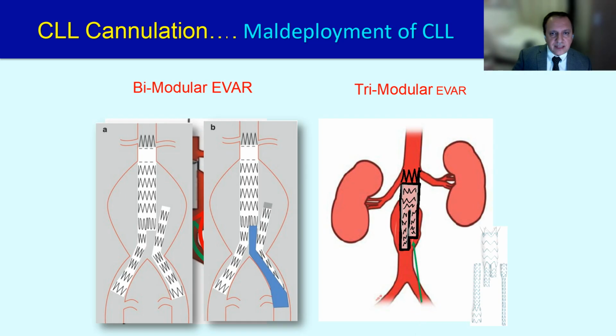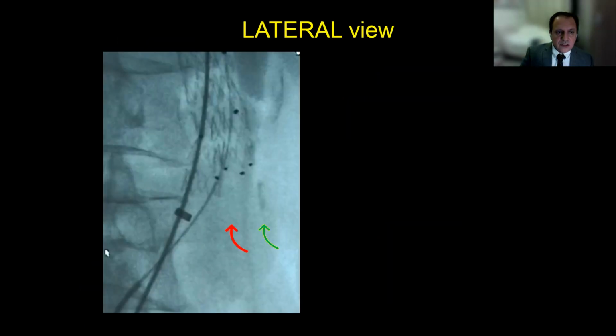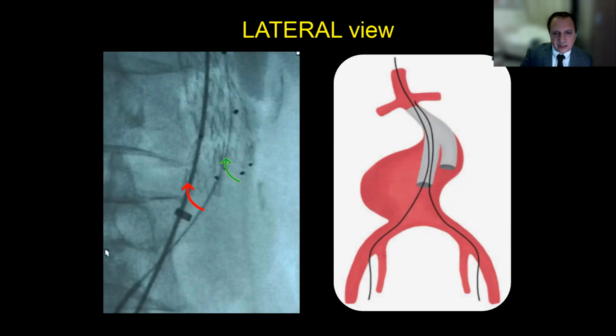But when you have a trimodular EVAR, then you can go the right way, or you can go the wrong way, or the very long way if you go through the ipsilateral limb. This is what happened in one of our cases, like this patient. After we deployed the ipsilateral limb, we were supposed to take our wire to the contralateral limb, but instead it went in this direction, and we ended with both wires in the ipsilateral limb.